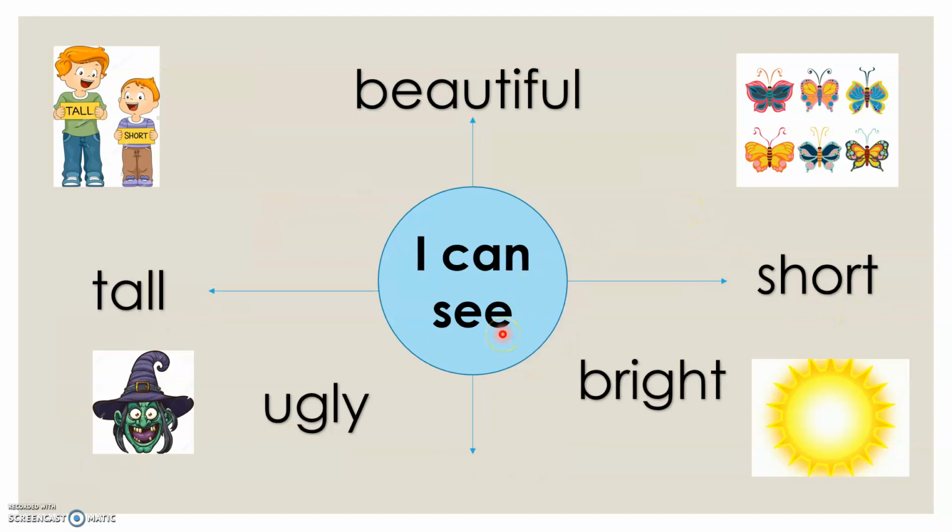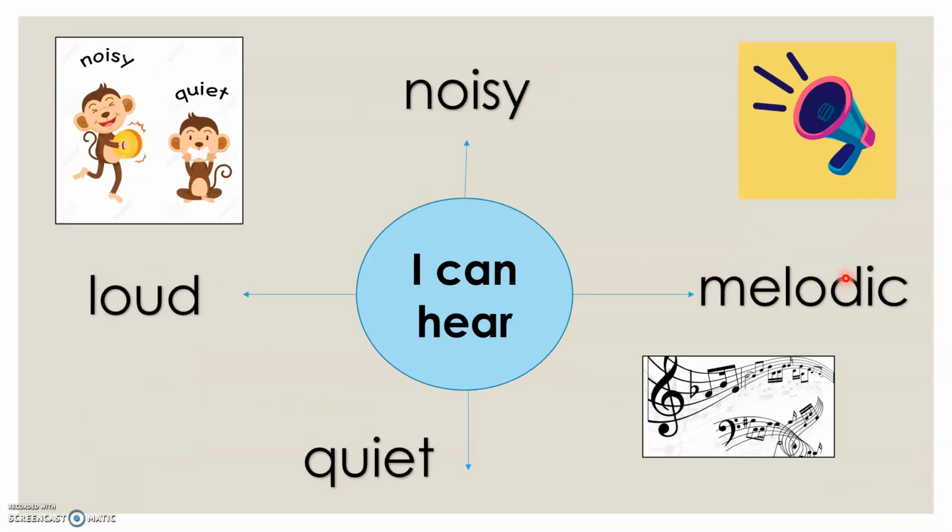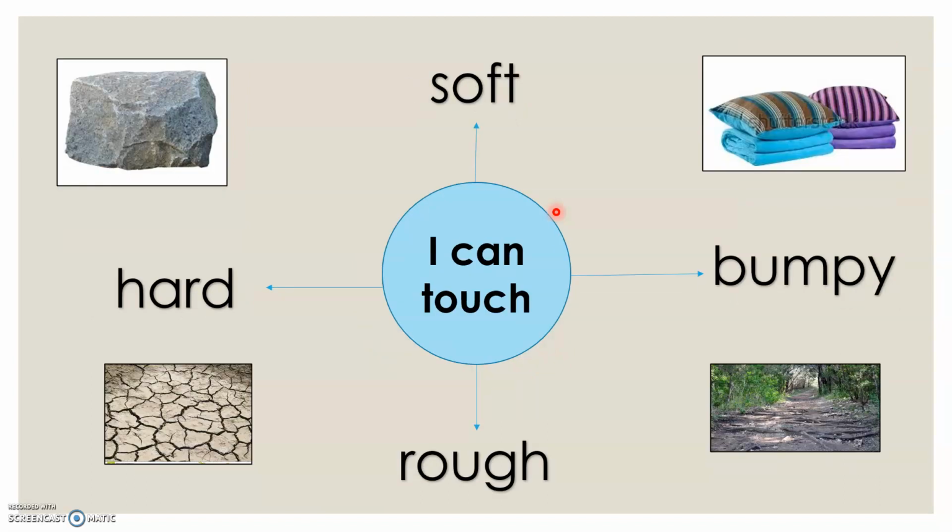According to the sight, what we can see: beautiful things, tall, ugly, bright, shiny, short. Okay, so we can describe different pictures about what we can see. According to the noise, according to what we can hear, we can describe loud, quiet, melodic, noisy, nice, relaxing, different kinds of music. Okay, so these are some adjectives related to our senses, right?